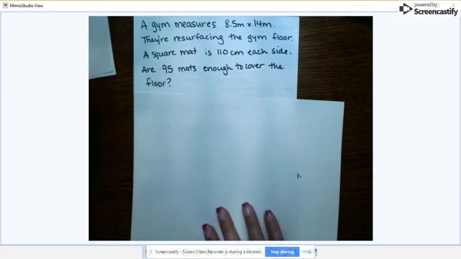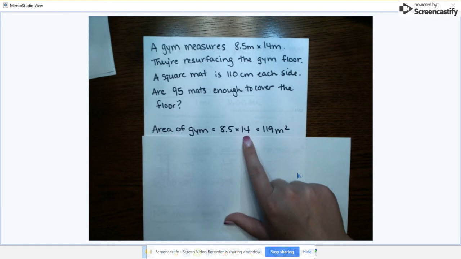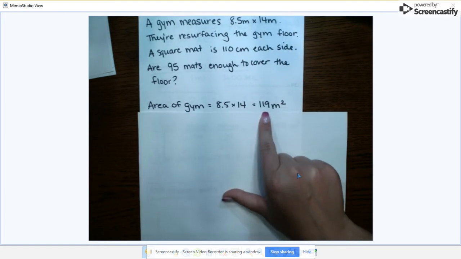Okay, here's a similar problem, but it takes it a few steps further. So we have this gym, and the dimensions are 8.5 meters by 14 meters. And they want to resurface the gym floor. So they're going to put all these square mats down. And each square mat is 110 centimeters on each side. They have already purchased 95 mats, and they want to know, is that enough to cover the floor? So we're going to start by finding the area of the gym. So we take 8.5 meters by 14 meters, which gives us 119 square meters.